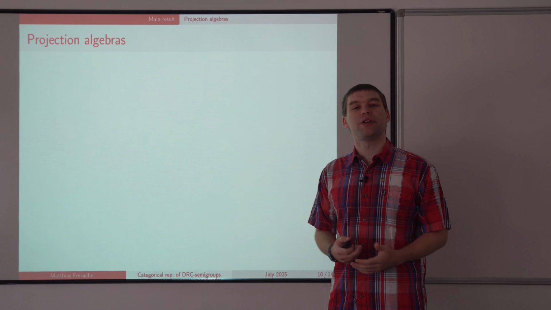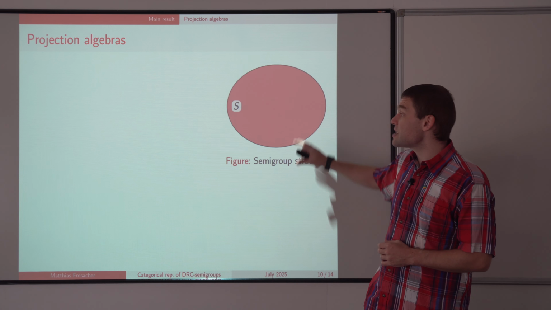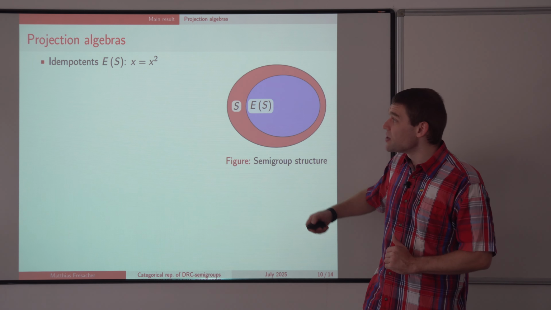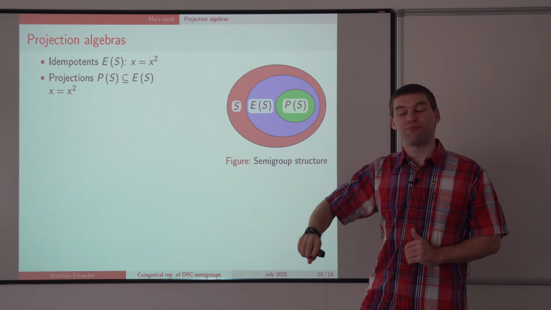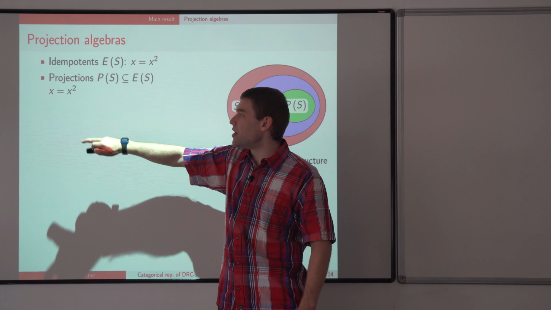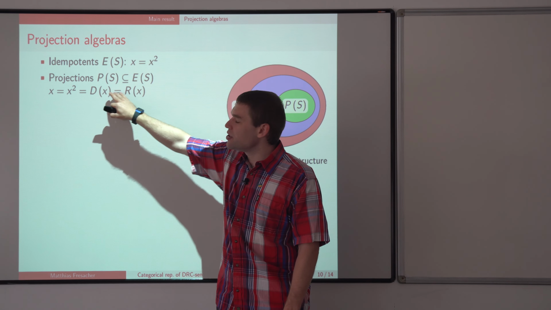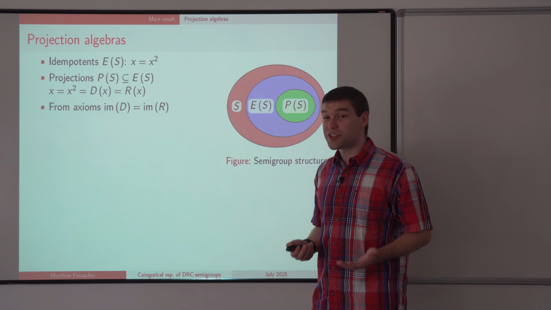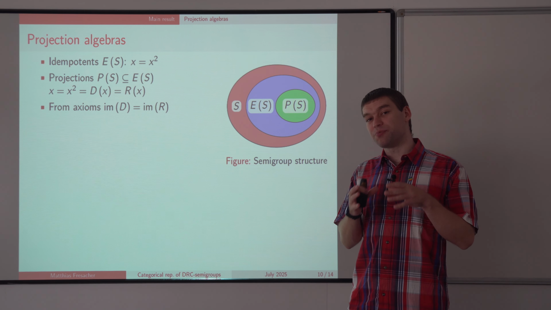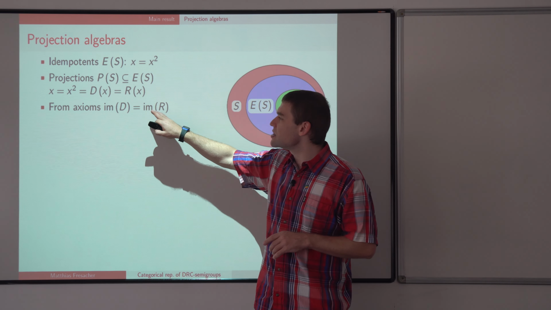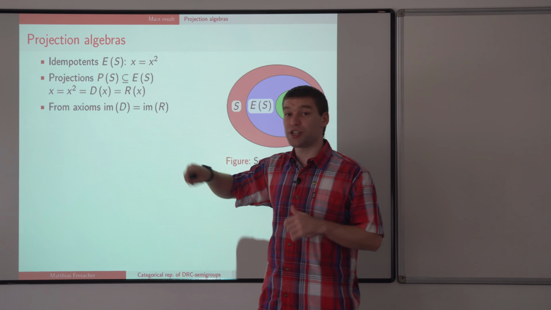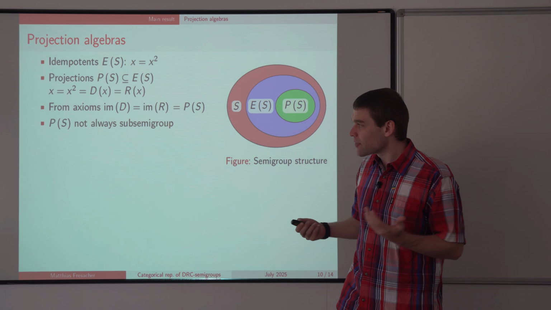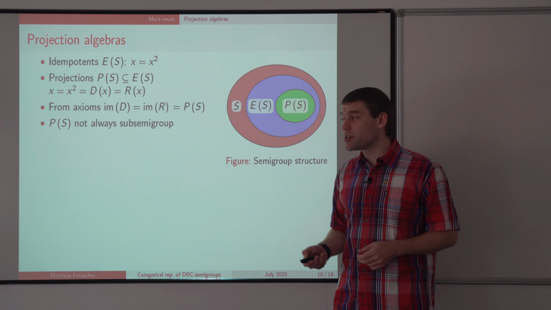Before I can continue, we need to have a look at projection algebras. So let's take a semigroup S. Let's look at the set of idempotents, x equals x squared, and then sitting inside of that we have our set of projections. So where not only do we have an idempotent, our range and domain map are the identity map on that set of projections. There's an alternative equivalent definition, and this arises from the DRC axioms, where we can quite easily see that the image of the domain and range map is the same, and we can make use of that set to be our set of projections.